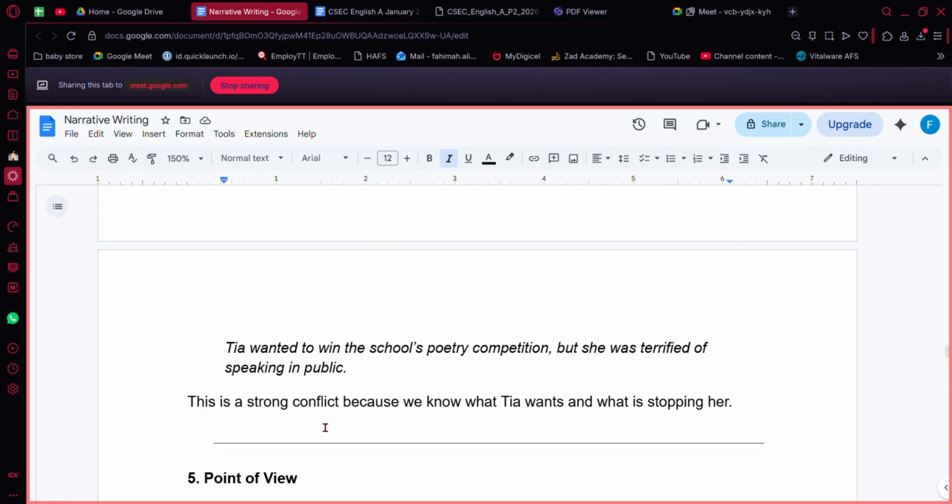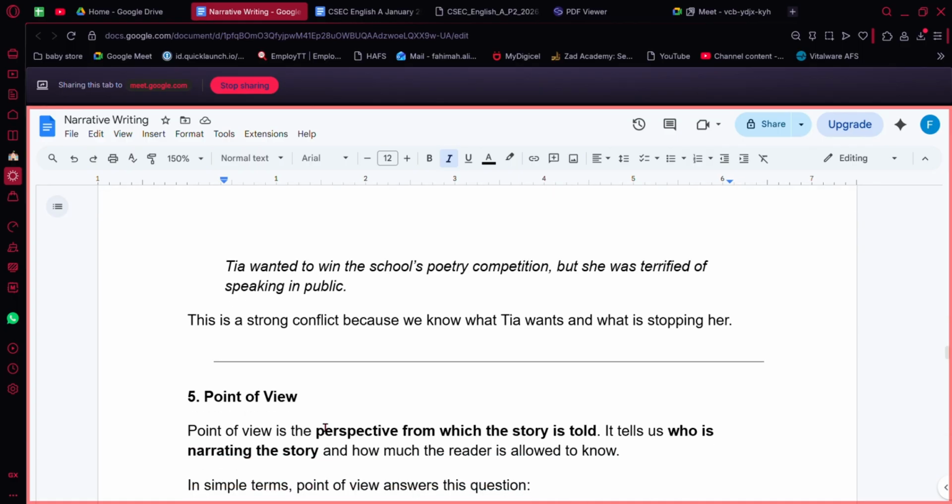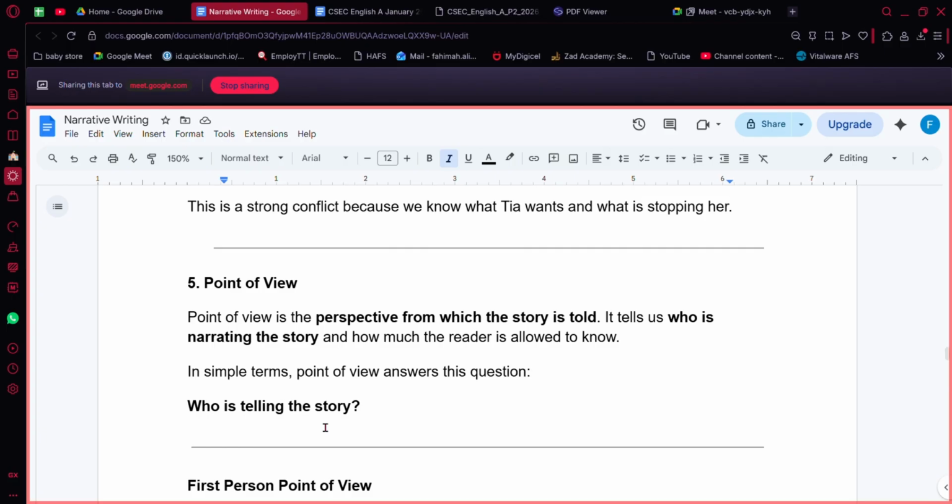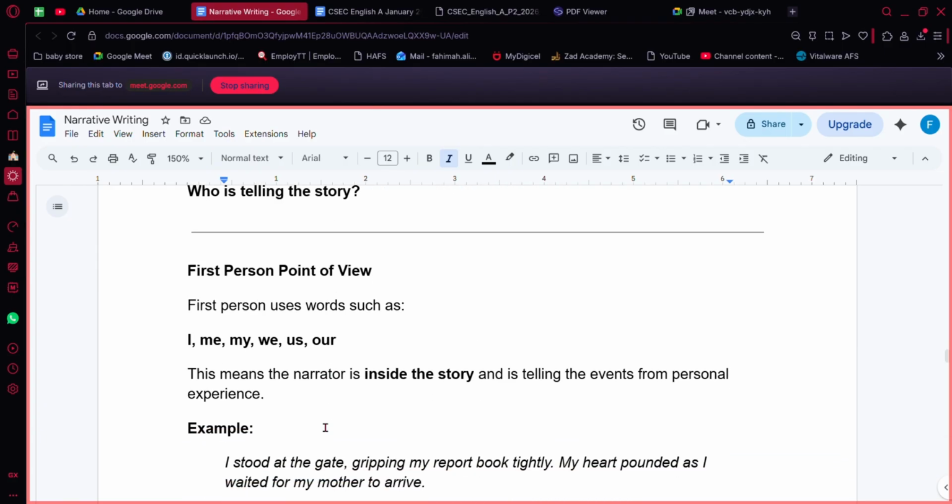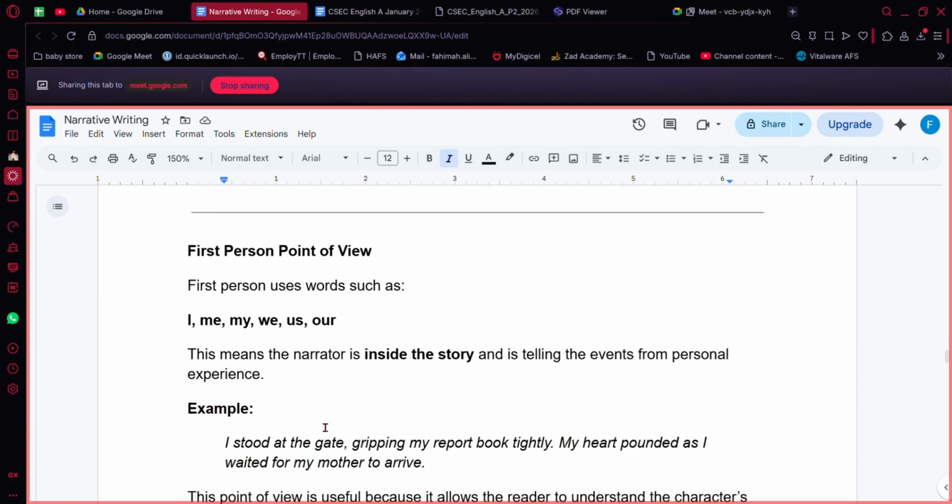Now, you also have something called point of view in your story. Point of view is the perspective from which the story is told. This just means it is telling us who is narrating the story, or who is the narrator, and this determines how much the reader is allowed to know. You should just ask yourself who is telling the story. That is all. So first person point of view, first person perspective, means that your character is inside the story, or that the narrator is on the inside. The story would use pronouns like I, me, my, we, us, and our.